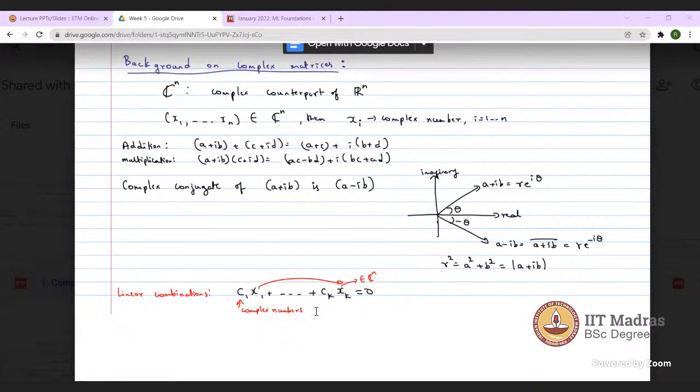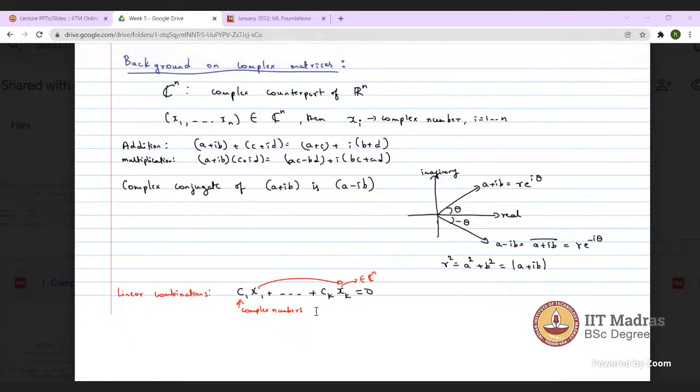So we know the linear combinations of vectors, right? Normal vectors, and the linear combinations of complex vectors. We have the constants C1, C2, and so on, right? Those C1 and so on are like real numbers here, but the constants themselves could be complex numbers. That is, they could contain the imaginary part also.